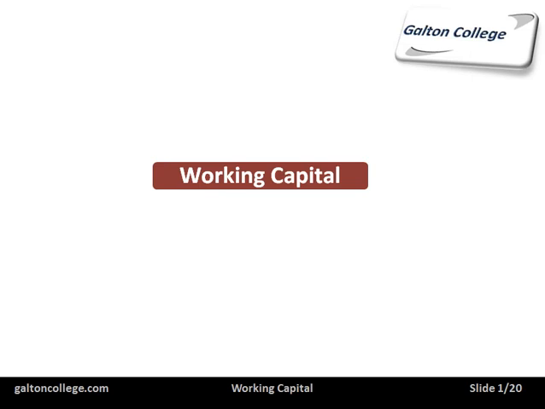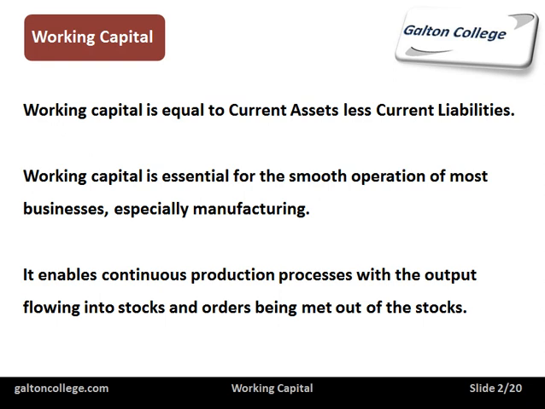This video will be concerned with working capital. Working capital is equal to current assets less current liabilities. Working capital is essential for the smooth operation of most businesses, especially manufacturing. And we'll talk about manufacturing later on in a diagram that we're going to meet. It enables continuous production processes with the output flowing into stock and ordering being met out of stocks.